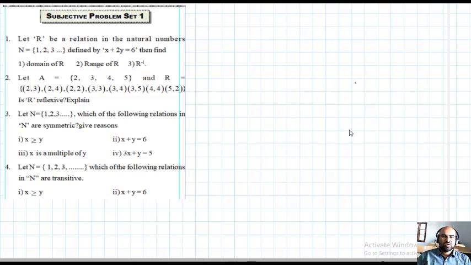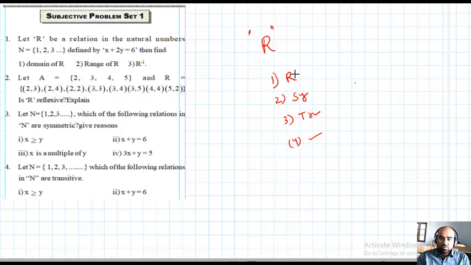Students, this is the fourth part of relations. So almost the concept is completed. Today I am going to complete problems from subjective and objective. Students, listen. A relation is given, any relation, whatever it may be. How to check that the relation is reflexive or not? How to check that the relation is symmetric or not? How to check the relation is transitive or not? If a relation satisfies these three, you can say that the relation is an equivalence relation.